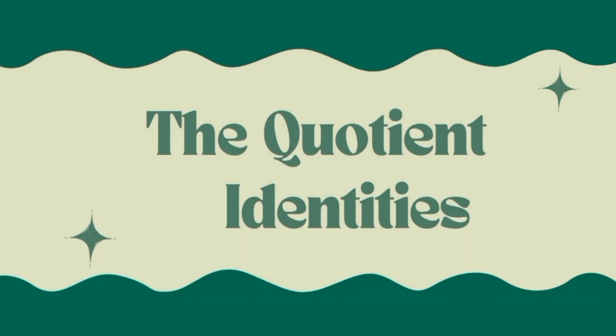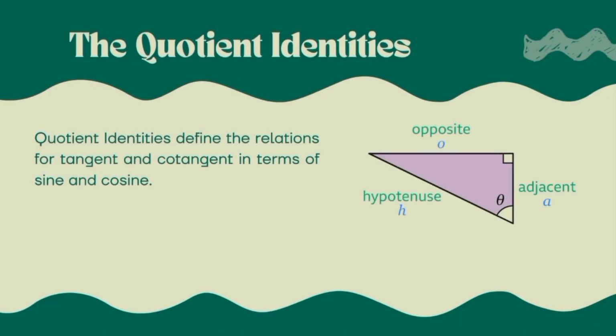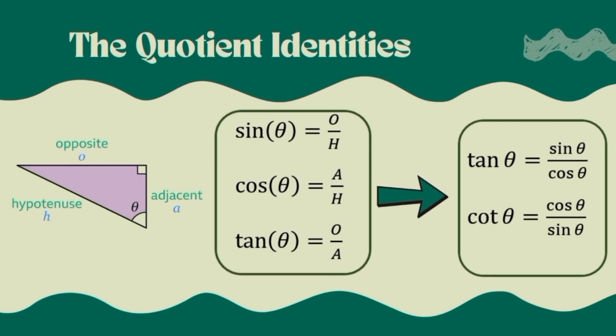Quotient identities. Quotient identities define the relations for tangent and cotangent in terms of sine and cosine. Now let's consider sine, cosine, and tangent functions. If we define these functions in a right triangle, we have the following, where O is the side opposite to the angle, A is the side adjacent to the angle, and H is the hypotenuse of the triangle. Given these definitions, we can show that tan theta is equal to sine theta over cosine theta, as long as cosine theta is not equal to 0.